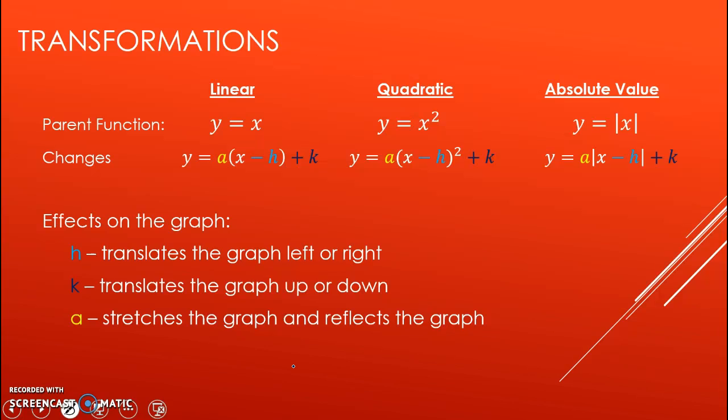The h in every situation translates or slides the graph left or right, opposite of what you would think. If it's -h, it moves it to the right. If it's +h, it moves it to the left. The k value translates the graph up or down, and that would be what you think. If it's a +k, it moves it up. If it's a -k, it moves it down. And then the a value either stretches or shrinks the graph, and it reflects the graph over the x-axis.